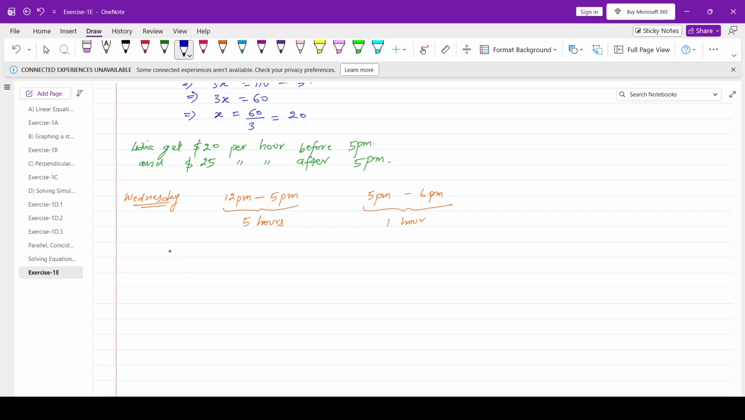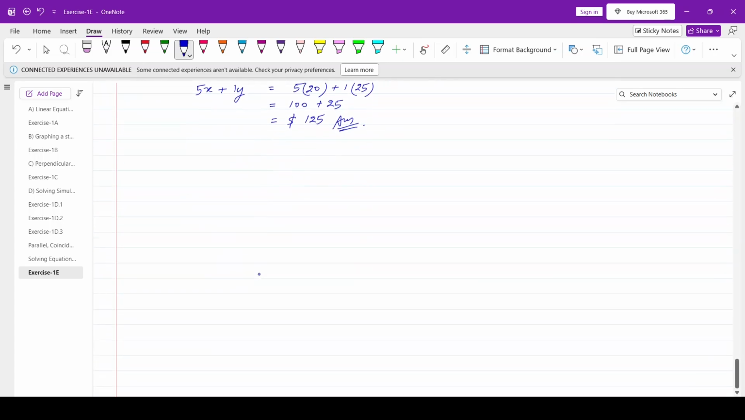Therefore, we can say she will get 5x plus 1y. That will be 5 into 20 plus 1 into 25. That will be 100 plus 25. So she will get $125. That is our answer. Let's move on to the next question.